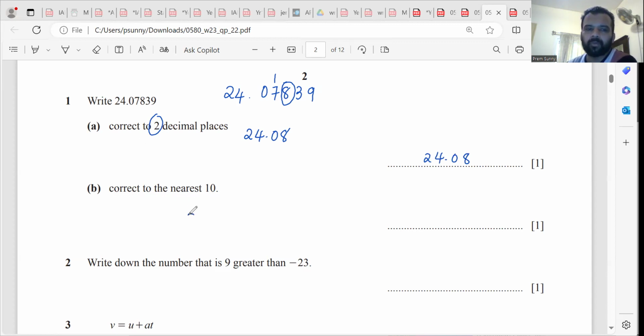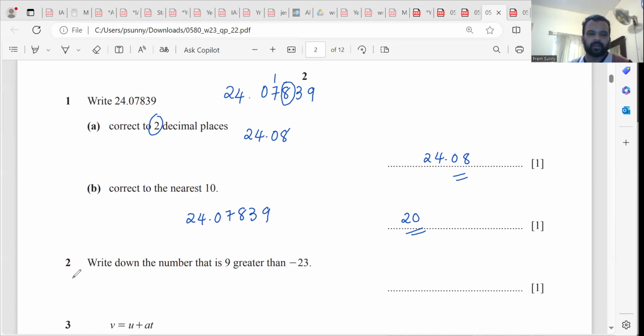Now, 24.07839, we need to correct to the nearest 10. Nearest 10, 24, is it close to 20 or 30? 24 is close to 20, so our final answer for the B part will be 20.